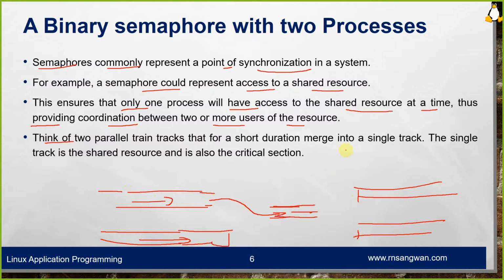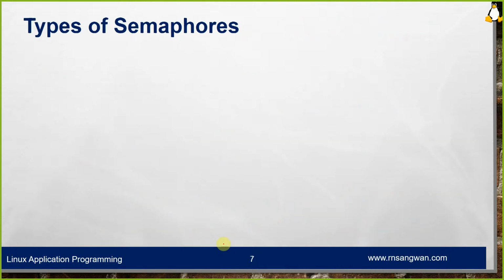So this is the same kind of thing. Think of parallel train tracks that for a short duration merge into a single track. The single track is the shared resource, that is also the critical section. So that's the definition of a semaphore, and that's how a semaphore works. Two tracks merge into a single track, and that single track is used for a given period of time. How to avoid conflict between two processes is basically how you understand semaphores. That was demonstrated with animation also, and this example also explained the same concept.